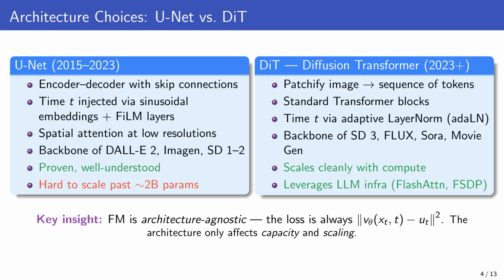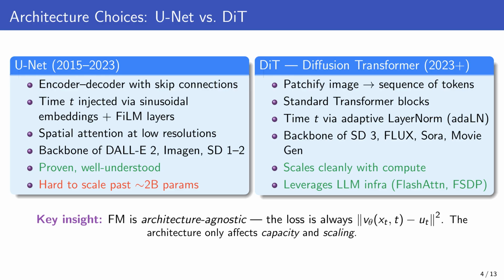The first is the UNet, which has been the workhorse of generative modeling since 2015. It uses an encoder-decoder structure with skip connections. Time is injected through sinusoidal embeddings and feature-wise linear modulation layers. Spatial attention is added at low resolutions. This is the backbone behind DALL-E 2, Imagen, and Stable Diffusion versions 1 and 2. The UNet is well understood and proven, but it becomes difficult to scale cleanly past about 2 billion parameters.